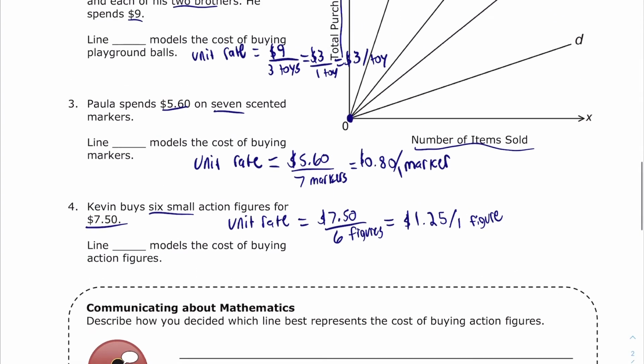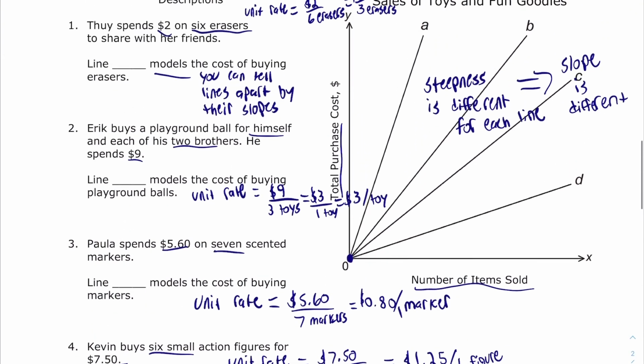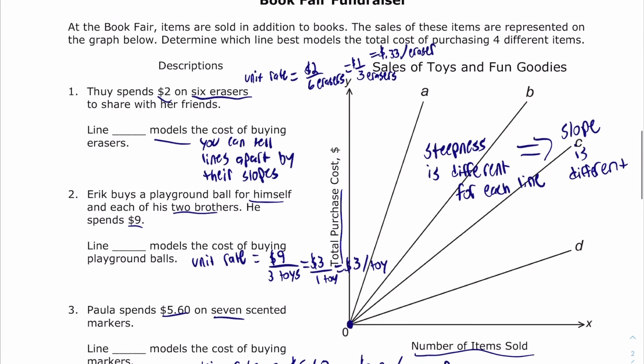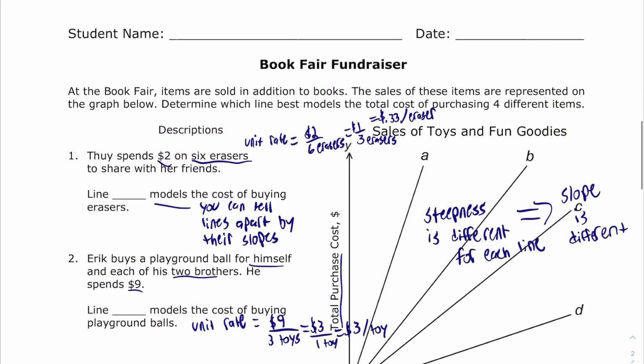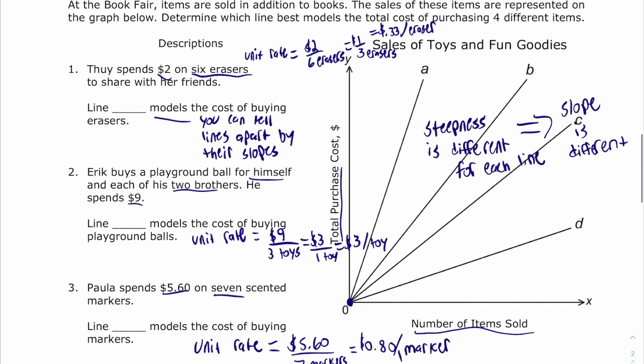Okay, we have all of our slopes. Now we're going to compare the lines. Which of these slopes is the smallest slope? Which unit rate has the smallest number? And it looks like that's the first person, Toy. So the first person is going to go with the line that is the least steep. And that's D.